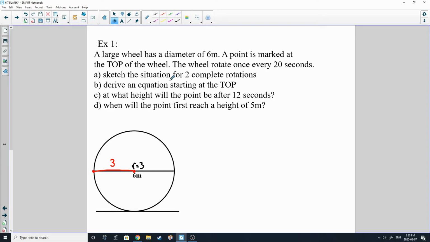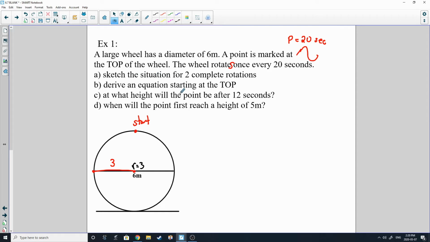What do we got? A point is marked at the top of the wheel, so we're going to start here. And the wheel rotates once every 20 seconds. So that means that we're going to get one full cycle. So say it's a sine curve. We get one full cycle every 20 seconds. So is that the period or is that the b value? And the answer is that's going to be the period. So the period is 20 seconds. Remember, period is how long it takes for one full cycle. So if I start here, 20 seconds later, I've done one full cycle, so that's going to be my period.